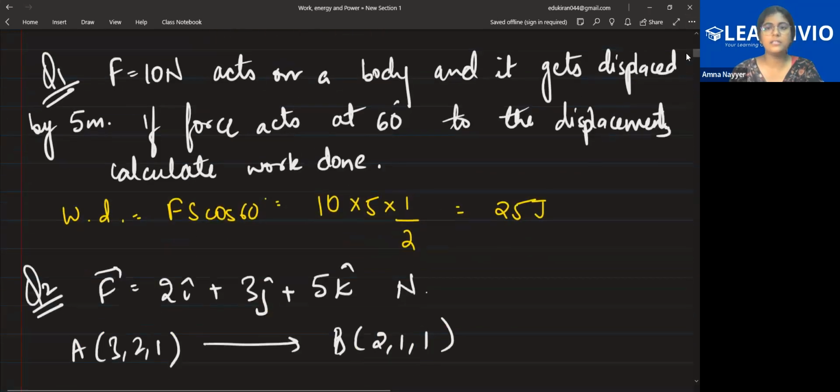Okay, one more question. You have to find out the displacement here. Quickly write this, then I'll discuss.